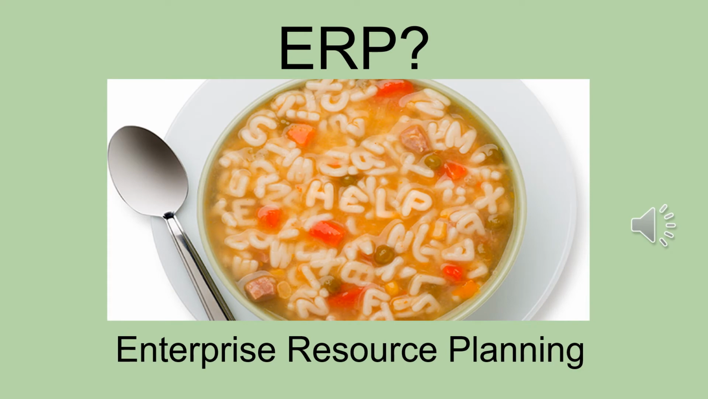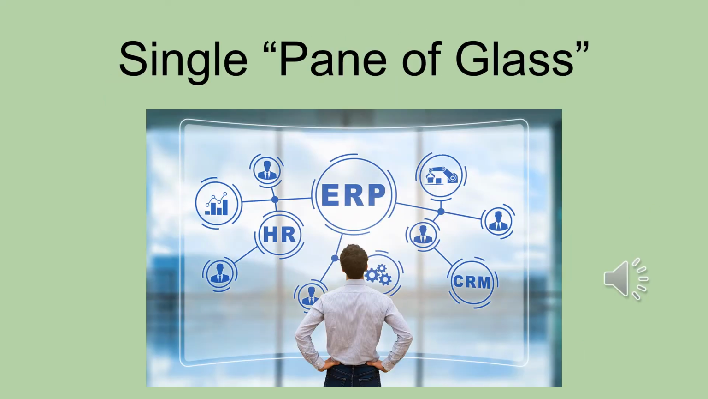We'll be talking about a veritable alphabet soup of initialism, so let's get started with ERP, the abbreviation for Enterprise Resource Planning. ERP systems are a single pane of glass that all management can look through to run a company.